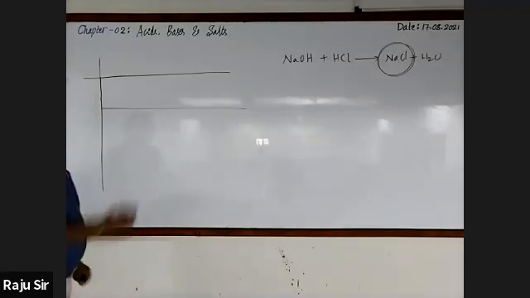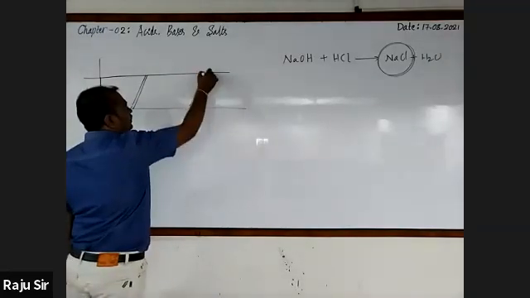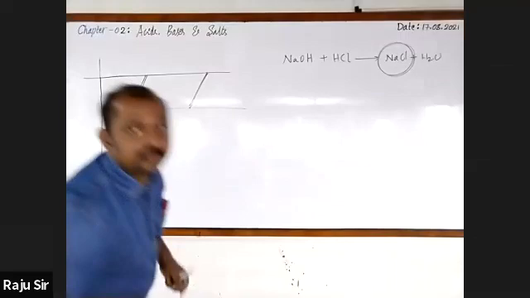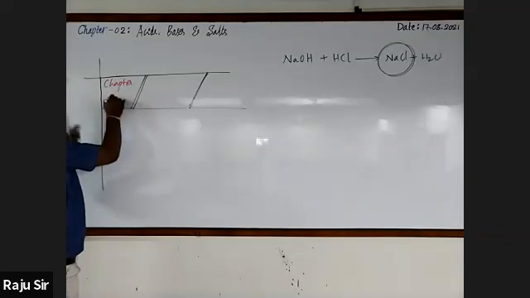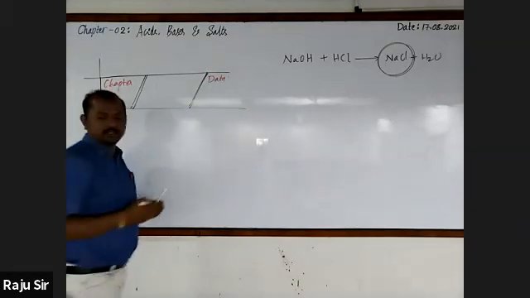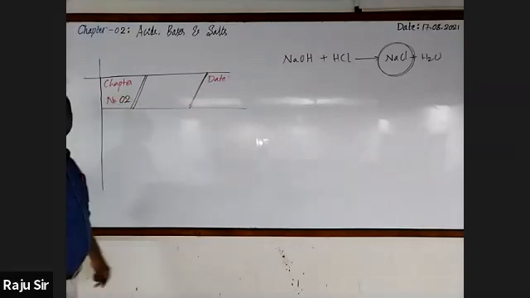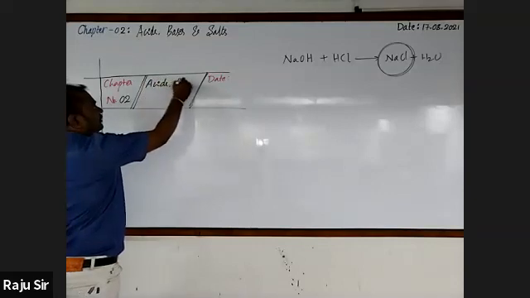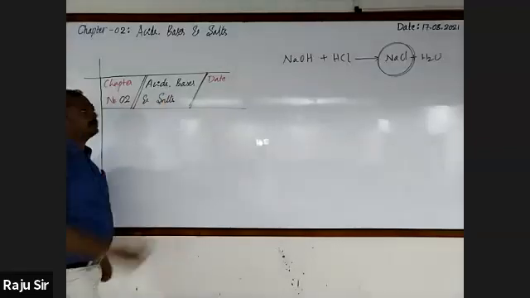Next, here make 3 columns. This is first one and it's second one. Then third one. First column, it is meant for writing the chapter number. Then chapter name, and here third column, write today's date. Chapter number is 2. It is second in chemistry. Name of the chapter, you write here: Acids, bases, and salts. And write today's date.